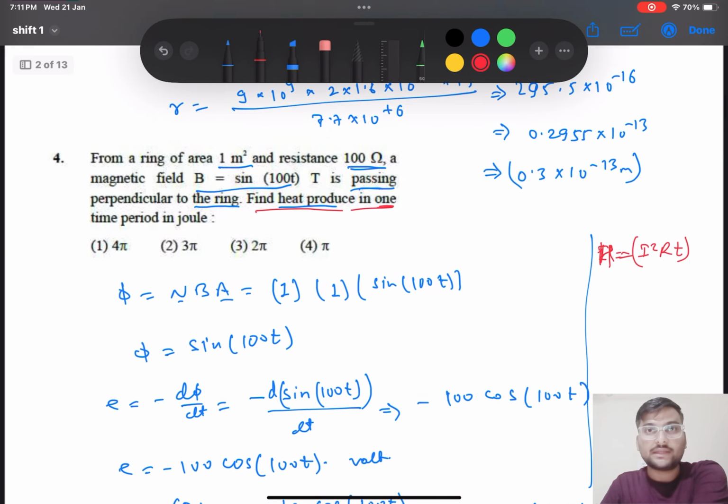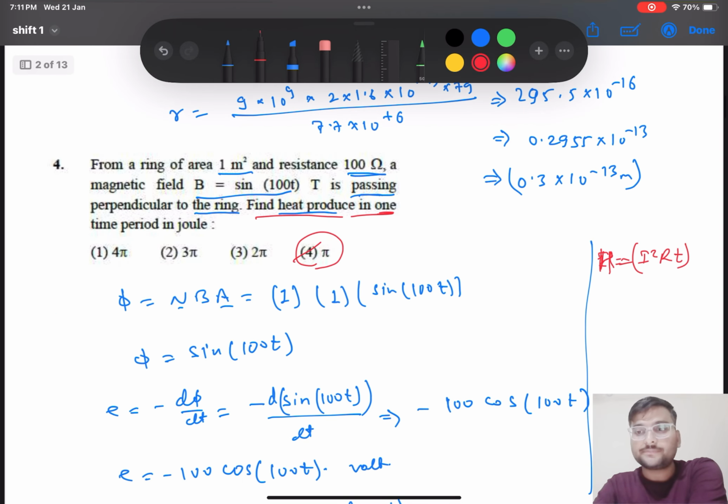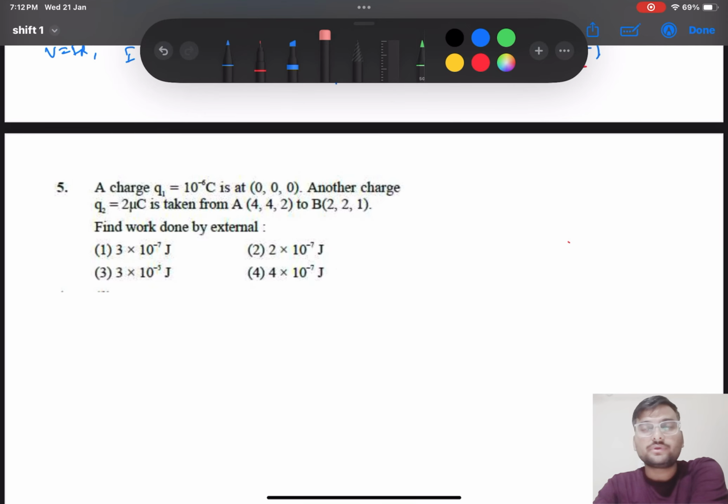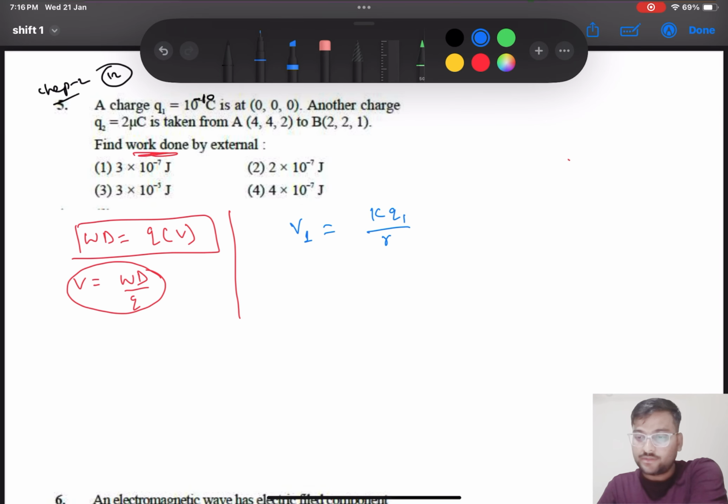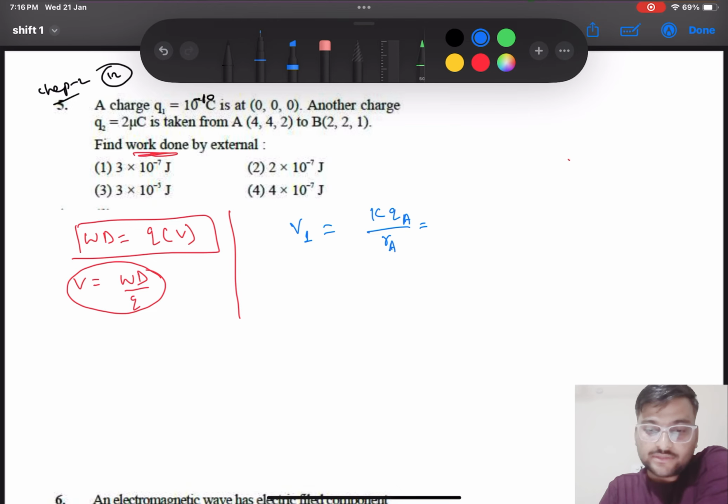So according to the given data, which of the following options is correct? That is pi. Means for question number 3, pi is the correct answer, so option 4 is the correct one. This question is asked from chapter number 2, with a 10 power 10 minus 10 charge.